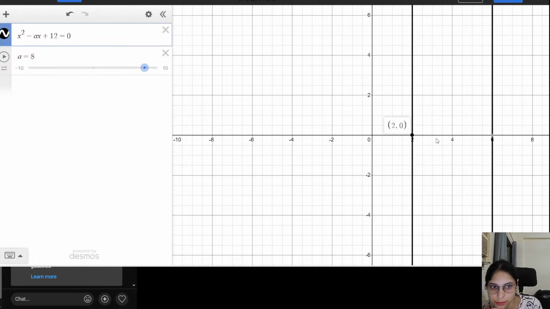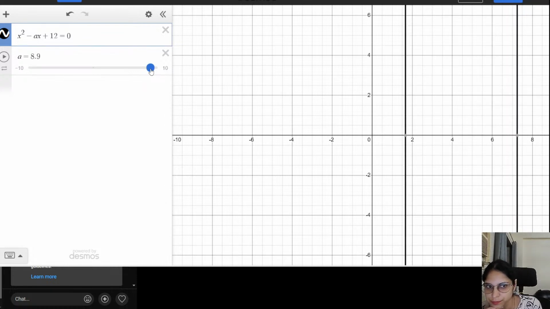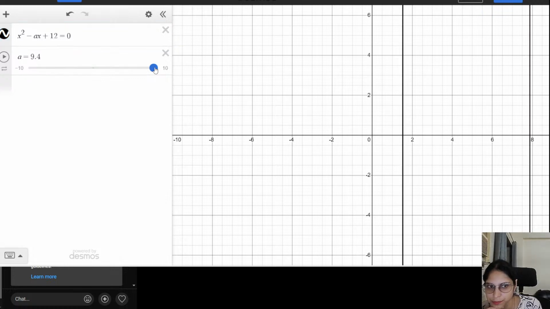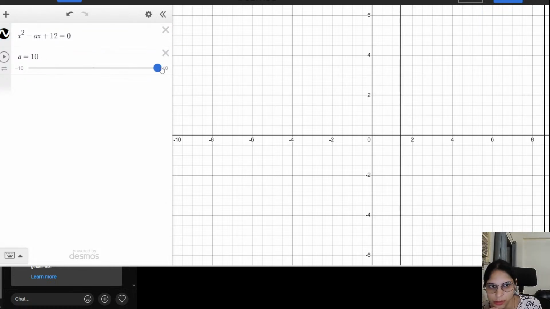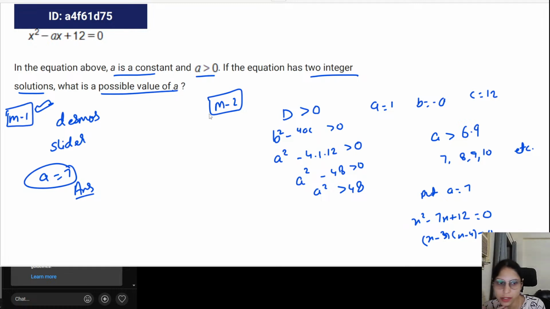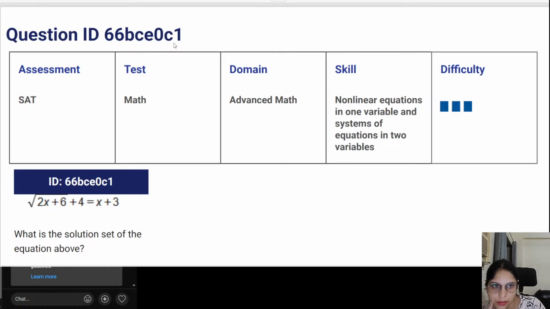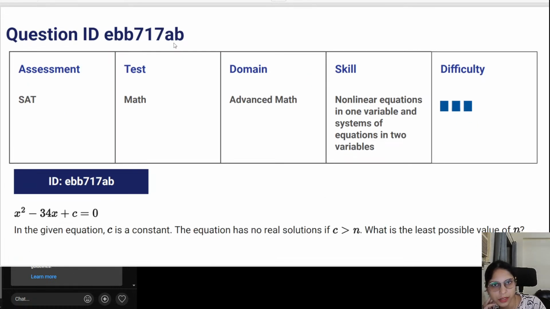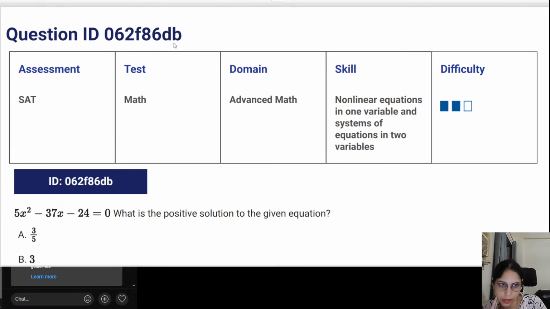8 will also work. See, 8 is also going to work. 9.4 is not working. Yeah, so 7 and 8 can also be the answer. There are various possibilities. So this is something new that we have done today, that is slider method. Like I have done it for the first time in my live sessions.